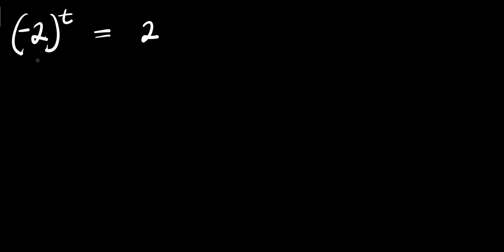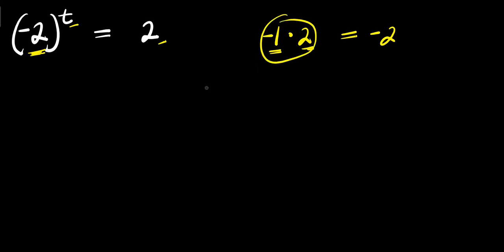Hello, how to solve this exponential problem? We have negative 2 to the power of t equals 2. Now, what we are going to do is replace this negative 2 with negative 1 times 2. Remember, if you multiply this negative 1 with 2, you are going to have negative 2. So we are going to replace this negative 2 with this negative 1 times 2. So we have negative 1 times 2 raised to the power of t, and this equals 2.